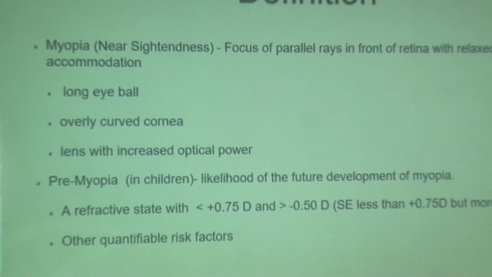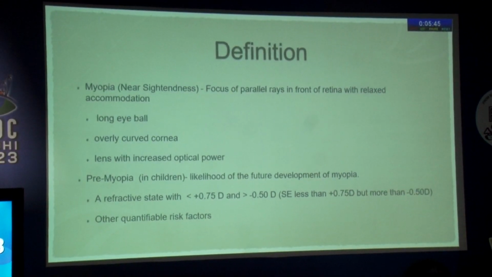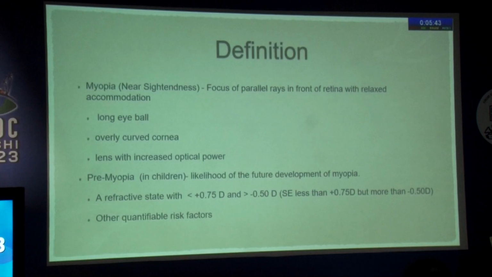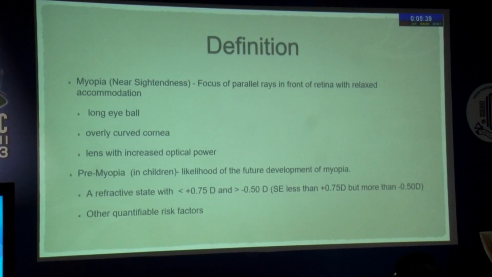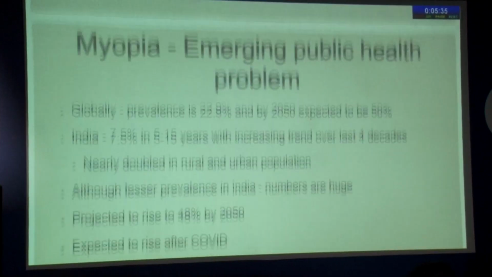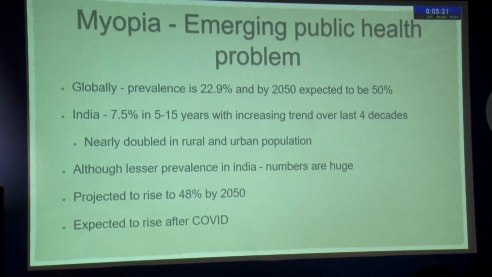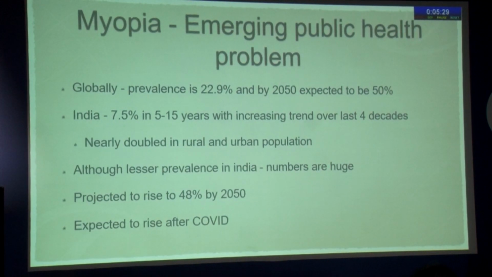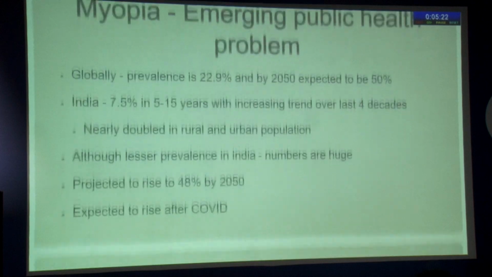We all know the definition of myopia, but we should also understand the definition of pre-myopia in children. These children have a likelihood of future development of myopia, and they have a refractive state of less than plus 0.5 diopters of hyperopia or more than 0.5 diopters of myopia. They also have certain quantifiable risk factors. Myopia is a global emerging health problem, and we expect it to reach 50% by the end of 2050, both globally as well as in India.